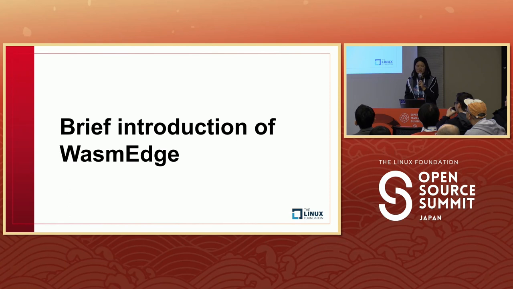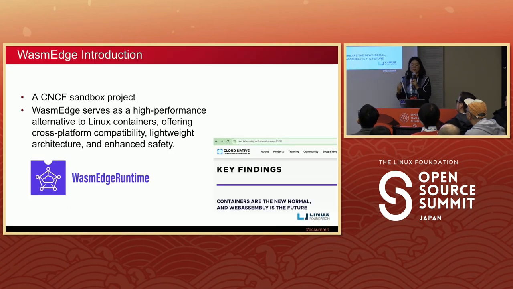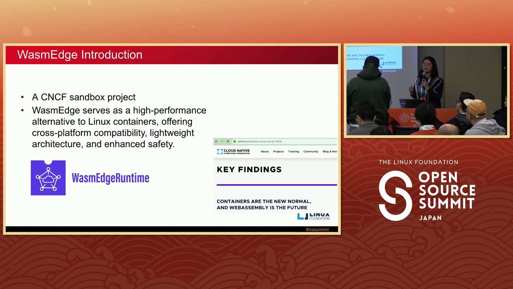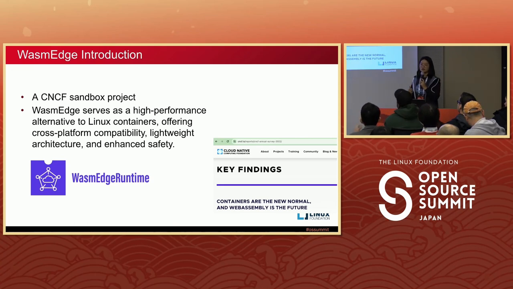So, a brief introduction of WasmEdge. WasmEdge is a CNCF sandbox project, as I mentioned before. Why is WasmEdge a CNCF sandbox project? From this page, you can see the CNCF annual survey 2022. The key findings are that containers are the new normal and WebAssembly is the future. So WebAssembly is the new runtime, or new container, in the cloud native area. In one sentence, WasmEdge is a high performance alternative to Linux containers. It's cross platform, lightweight, and secure. I will not introduce WasmEdge much here. If you want to learn WasmEdge deeply, you can check out our website.